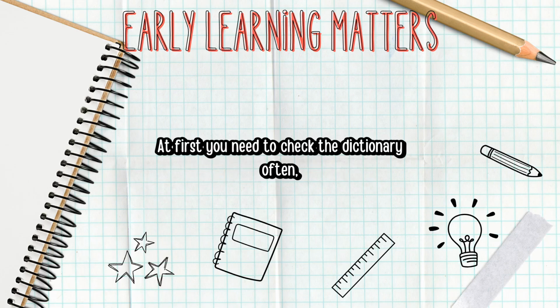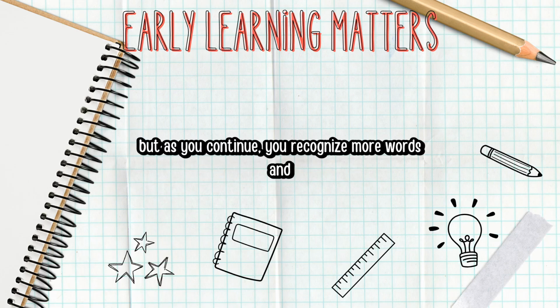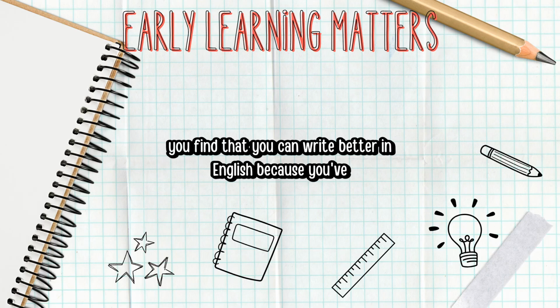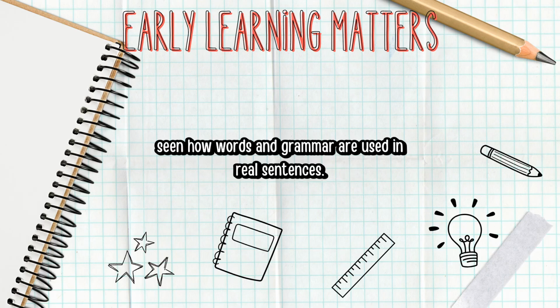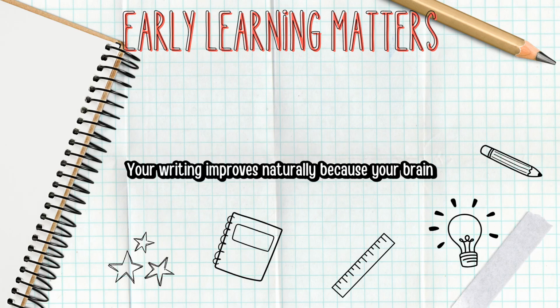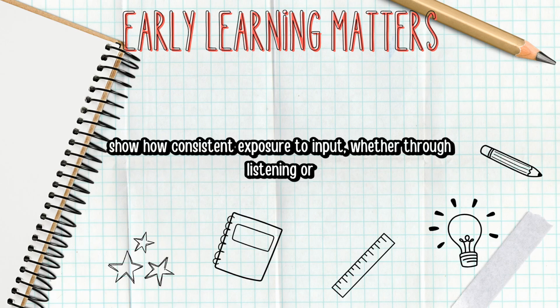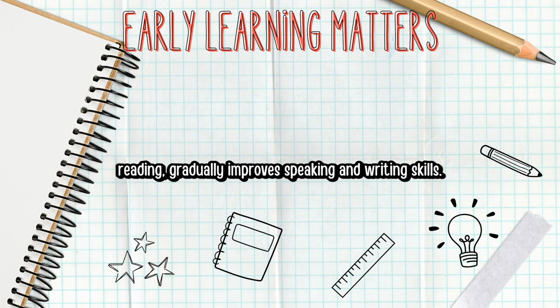Now, let's say you decide to read an English short story every night before bed. At first, you need to check the dictionary often, but as you continue, you recognize more words and understand sentences faster. After a few months, you find that you can write better in English because you've seen how words and grammar are used in real sentences. Your writing improves naturally because your brain has collected enough input from reading. These examples show how consistent exposure to input, whether through listening or reading, gradually improves speaking and writing skills.